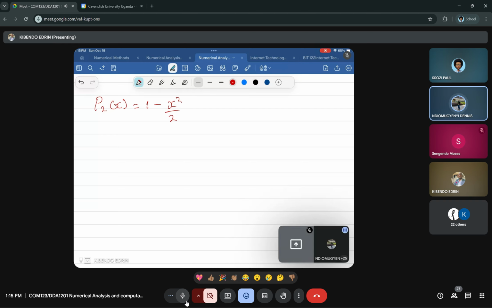I think we first have to get the first polynomial of that function, and then until we reach the second polynomial, which is this one that we've been given. Yes.